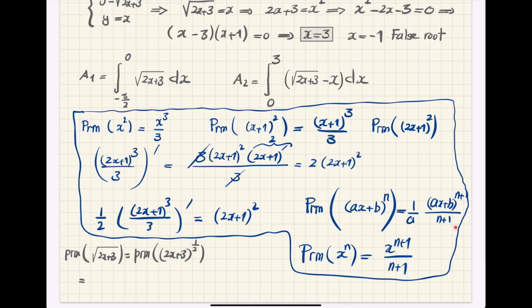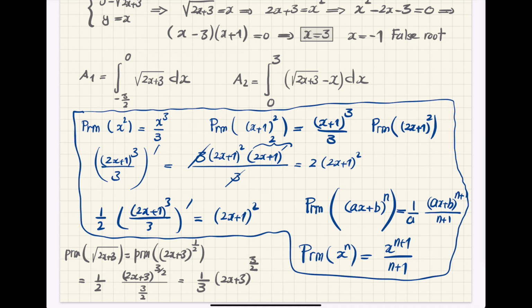Now can you tell me what is the answer? According to the rule that we just got here, it's 1 over a, which is 1 over 2. And then I have 2x plus 3. Let us just do it in my head. I have to add 1 to this, it becomes 3/2, and divide by 3/2. Dividing by 3/2 becomes multiplying by 2 over 3, and this 2 will cancel that 2, so I will get 1/3. So it becomes 1/3 of (2x plus 3) to the power of 3 over 2. So that is my primitive function. Is that understandable?